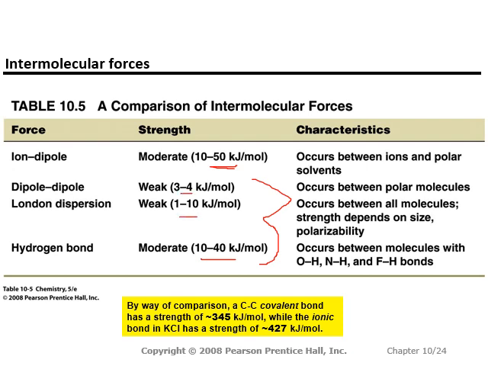And then just by way of comparison, covalent bonds can have varying strengths, but a carbon-carbon covalent bond at the bottom here can have a strength of 345 kilojoules per mole as opposed to the 50 here or the 40 here. And ionic bonds vary, but for KCl, you're all the way up to 427 kilojoules per mole. So these are nowhere near as strong as those, but still important, and they still have an impact.